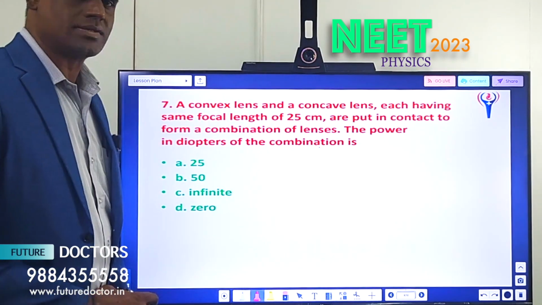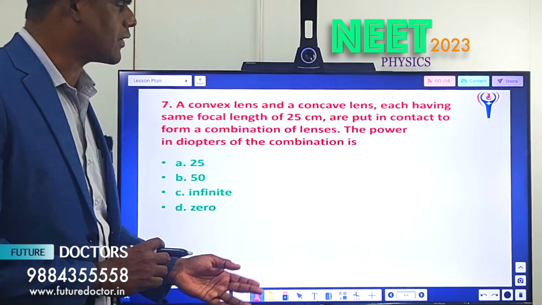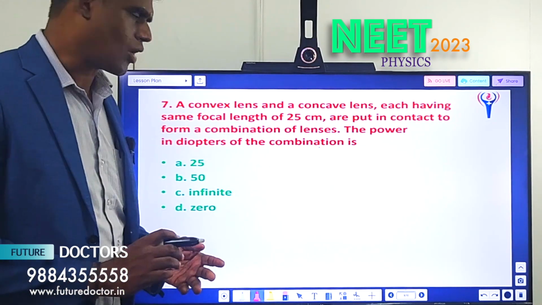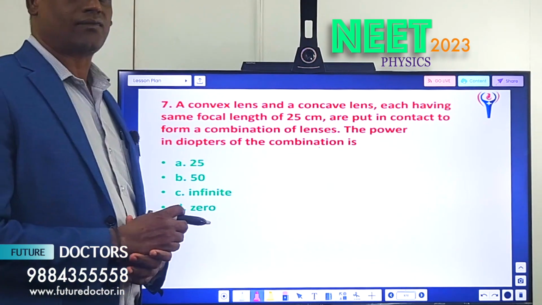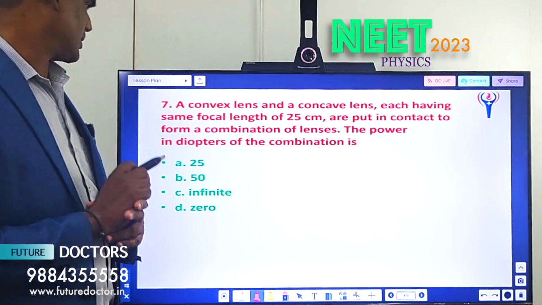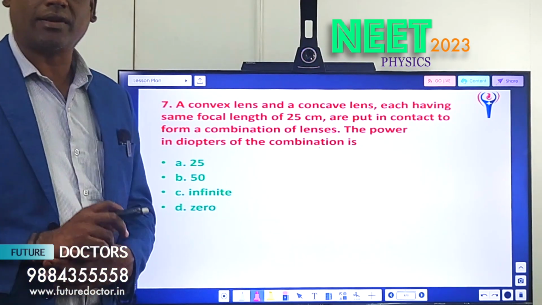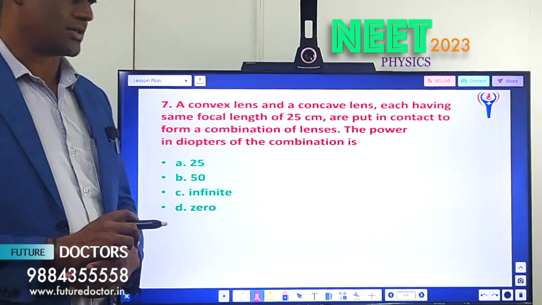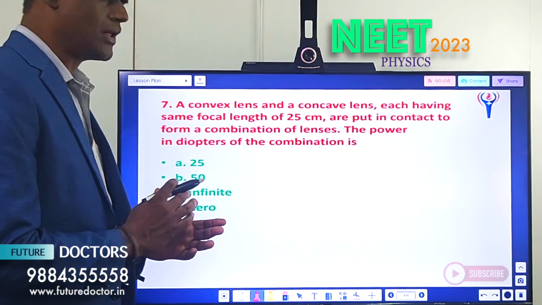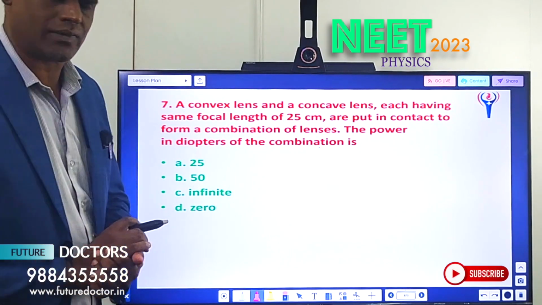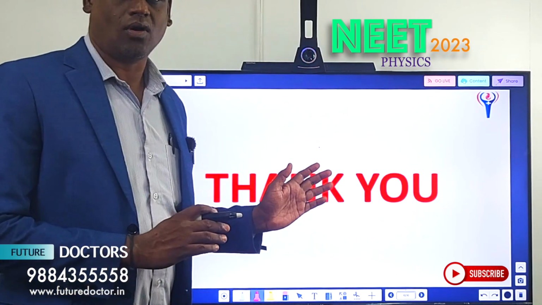A convex lens and a concave lens, each having the same focal length of 25 cm, are put in contact to form a combination of lenses. The power in diopter of the combination is dash. Option A, 25 diopter. B, 50 diopter. C, infinite. D, 0. Here you want to find the power of the lens combination in the unit diopter. In the next session, we are going to find the solution of these 7 problems.